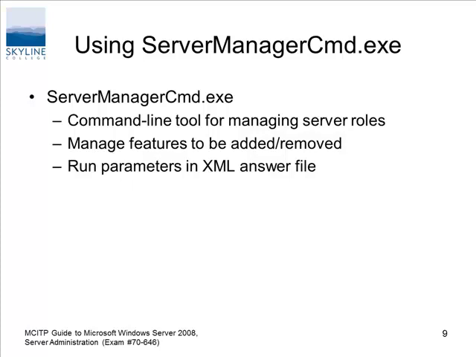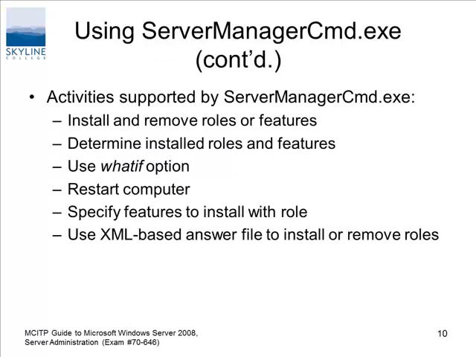Run parameters in an XML answer file, or you can put switches, and it's like all other things Microsoft. Use the help file as you go through these things. The activities: install and remove roles, determine and install roles and features, use the what-if option, restart the computer, specify features to install with the role, and use the XML-based answer file to install and configure roles.